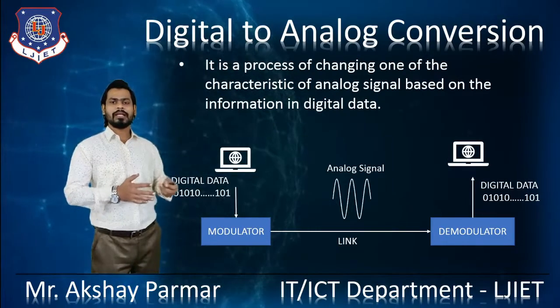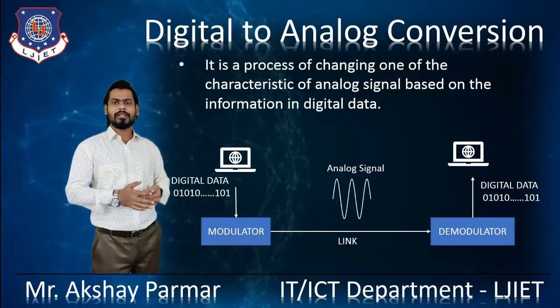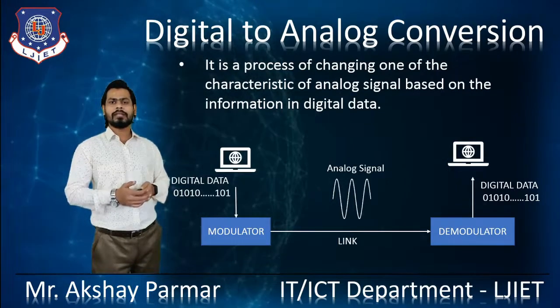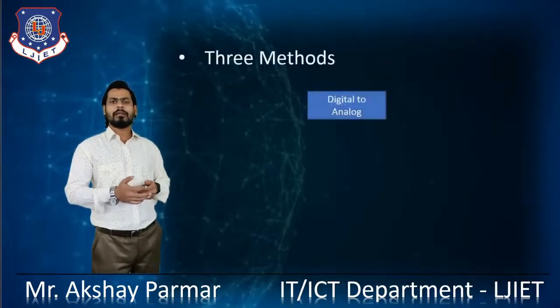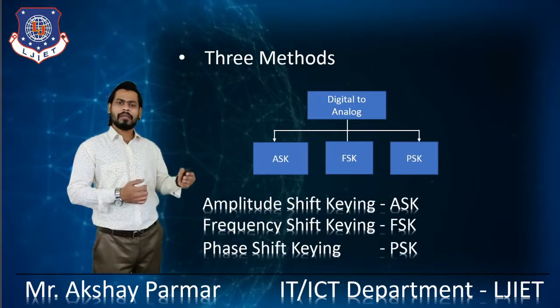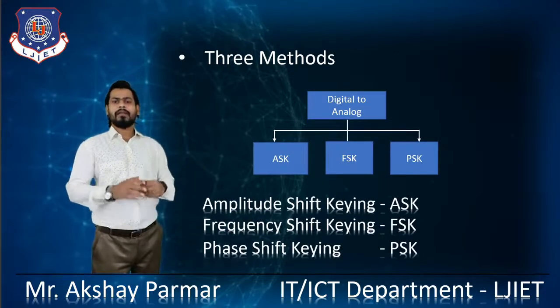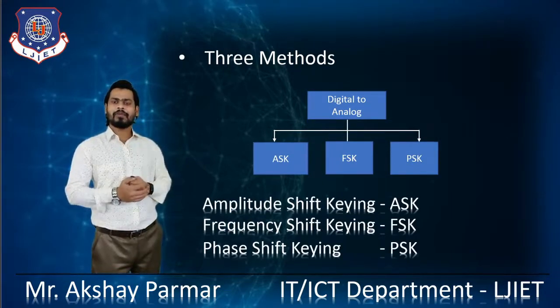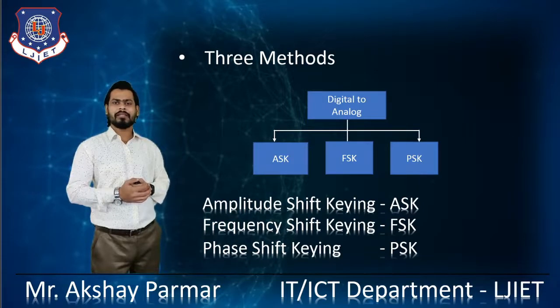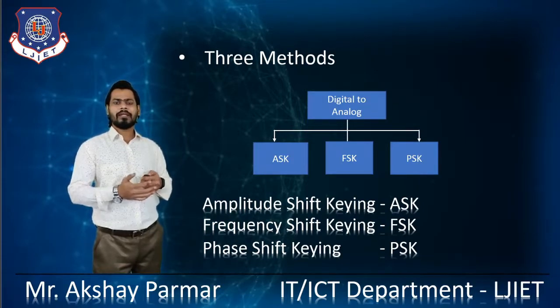To convert digital data into an analog signal, there are various techniques. In digital to analog conversion, there are mainly three methods: ASK, FSK and PSK. ASK stands for amplitude shift keying, FSK stands for frequency shift keying, and PSK stands for phase shift keying. So let's see them one by one in detail.